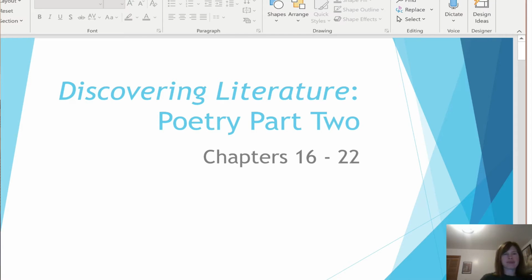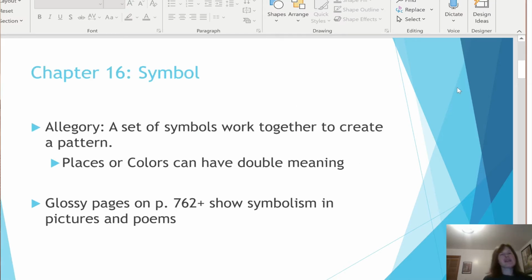So chapter 16 is all about symbolism, and our textbook really only has one term that I think is important to note, and that's allegory. Allegory is just a set of symbols that work together. So places, colors, things that can have double meanings, things that can have multiple meanings can be linked to an allegory. And the glossy pages on page 762 and on show how the symbolism can be used within pictures and poems.